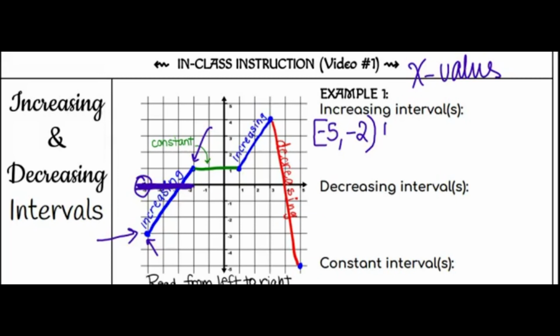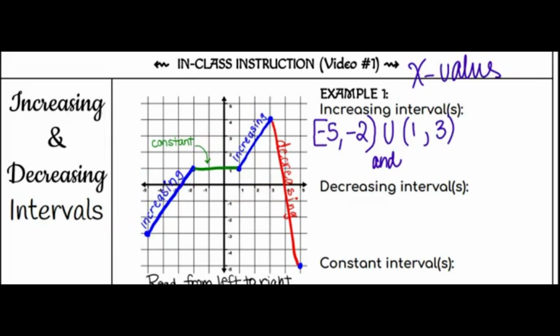I'm going to use the union symbol. This means and. Now the next place where this graph is increasing is at 1, and it stops increasing at 3. So my next interval of increasing, I'm going to use a parentheses because again, this 1 is being shared by the constant and increasing, and it increases until x equals 3. And again, I'm going to use a parentheses.